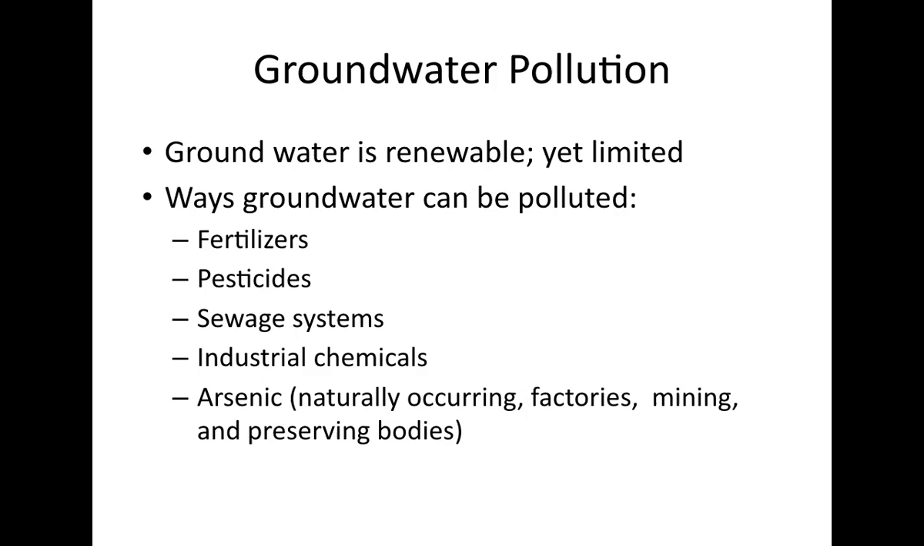Another one is a sewage system. Yuck. Industrial chemicals that might come from big factories. And then also arsenic, which is naturally occurring, can also come from factories. Mining, which is a big thing up north, and preserving bodies. So these are ways that groundwater can be polluted. We'll talk about more pollution later this week, not necessarily specific to groundwater.